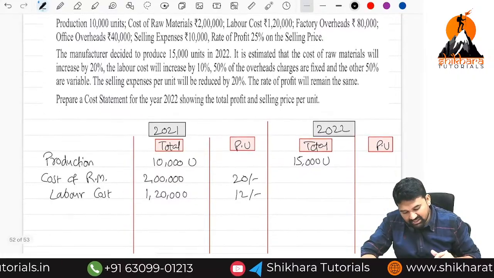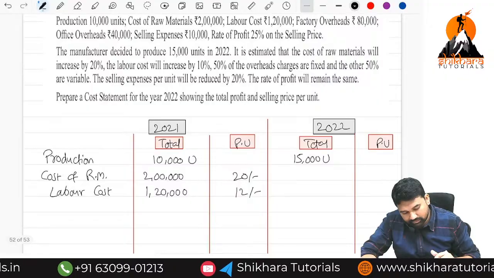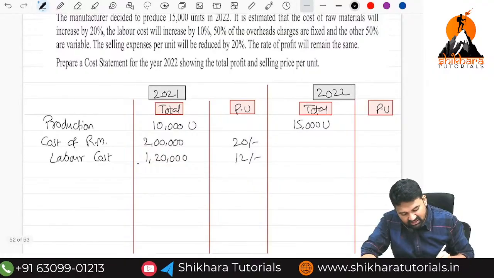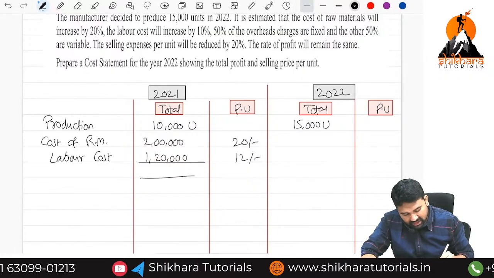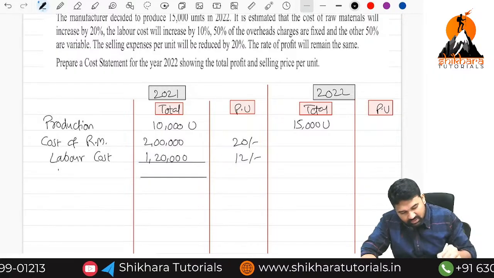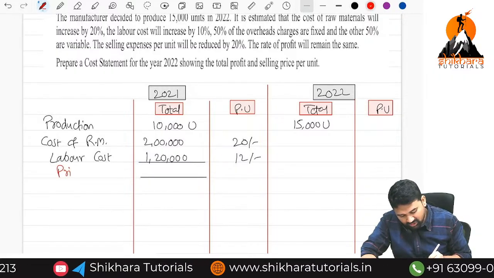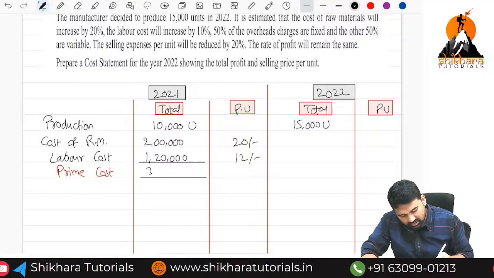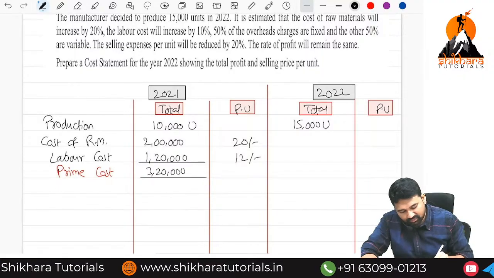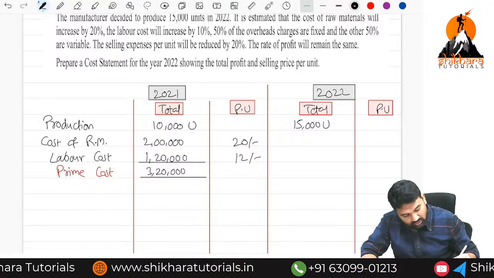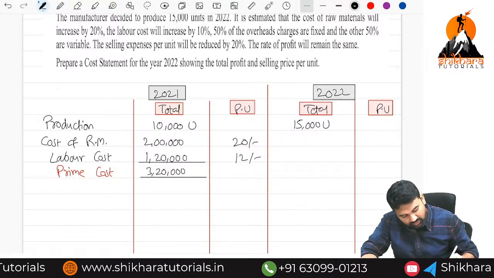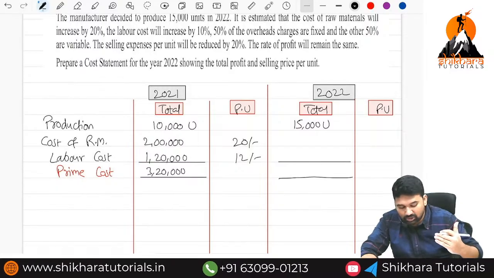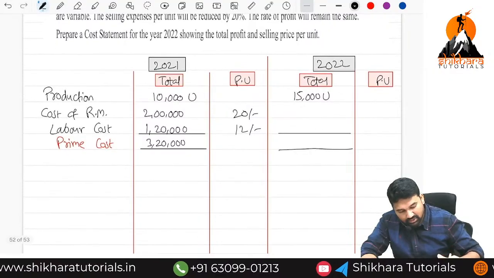Next, only overheads is there. No direct expenses has been given. Okay, no problem. Being there is no direct expenses, it sums up to prime cost. Prime cost how much? 3,20,000. That is units. Here also we will write later. First of all, we will solve 2021. So this is prime cost.